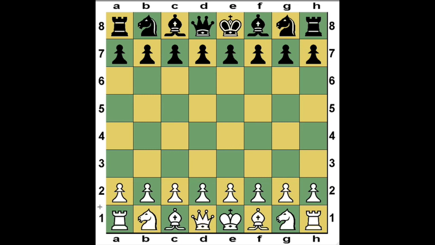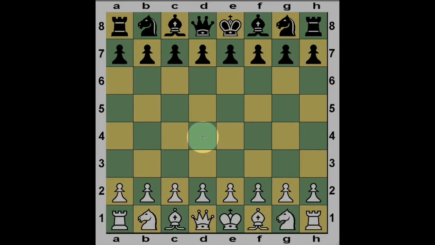Each square on the chessboard is an intersection of the files and ranks. So this square near the middle of the board is an intersection of the D file and the 4th rank. The name of that square is D4. This square in the lower left-hand corner is A1.